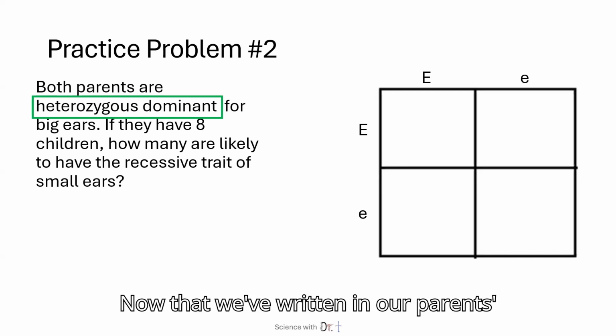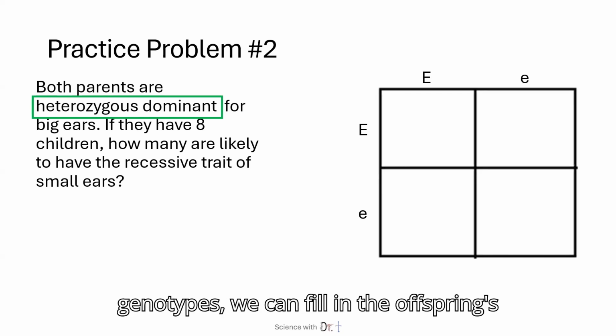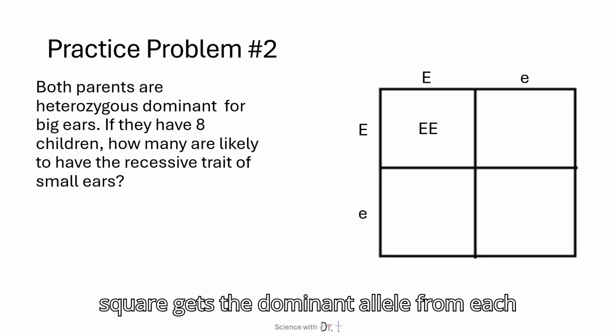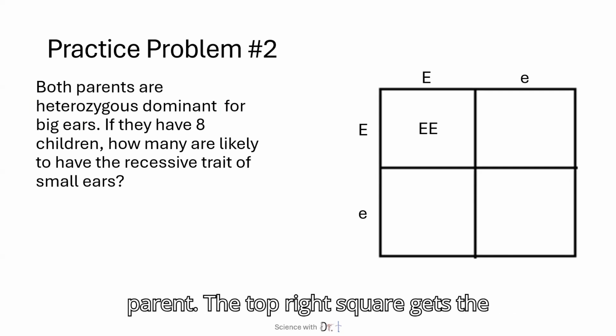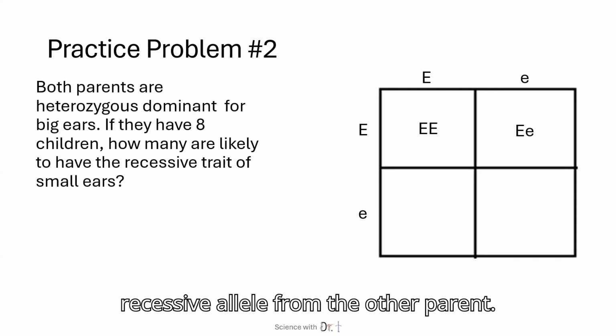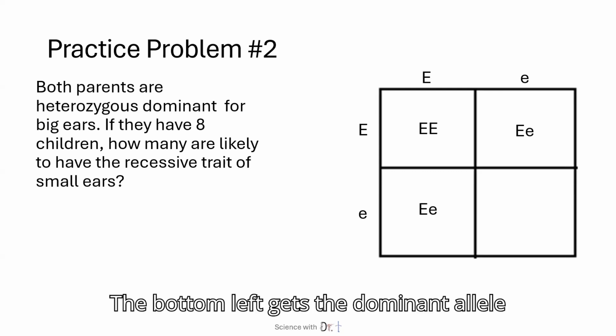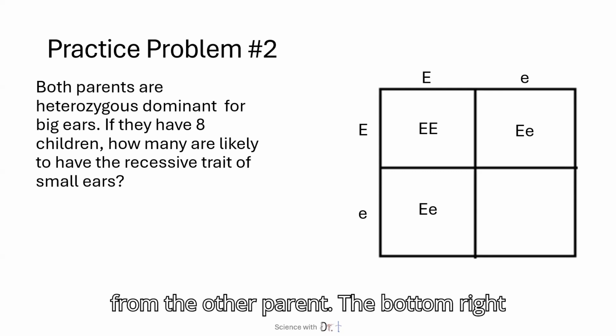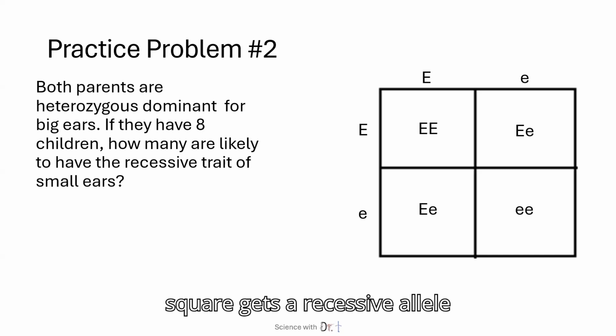Now that we've written in our parents' genotypes, we can fill in the offspring's genotypes. The top left square gets the dominant allele from each parent. The top right square gets the dominant allele from one parent and the recessive allele from the other parent. The bottom left gets the dominant allele from one parent and the recessive allele from the other parent. The bottom right square gets a recessive allele from each parent.